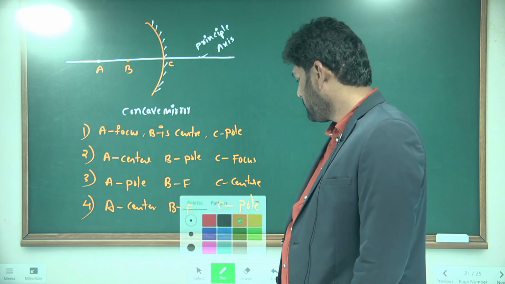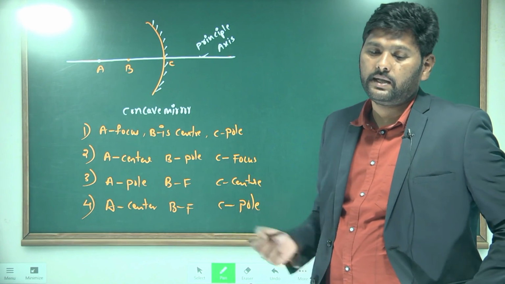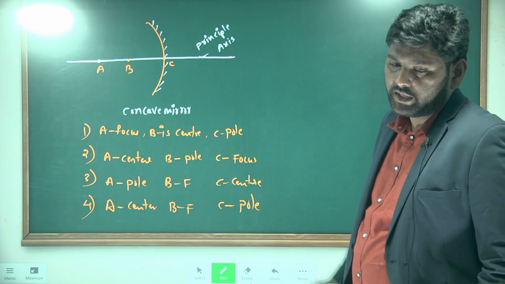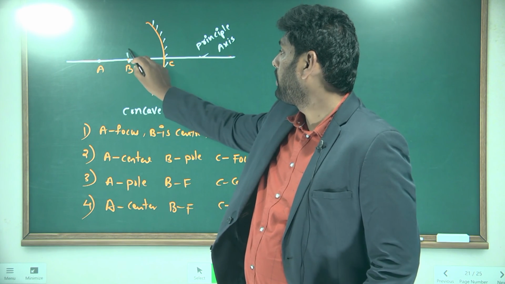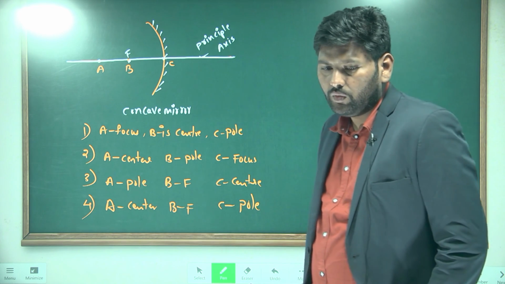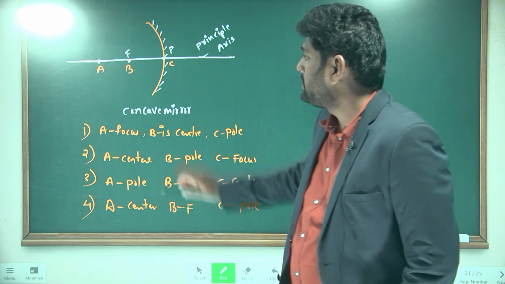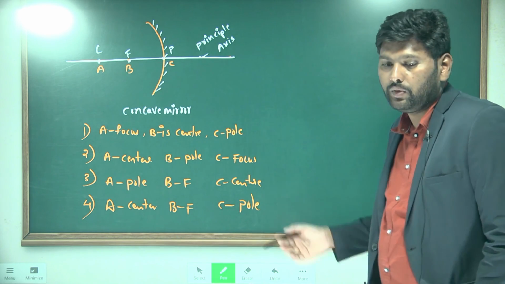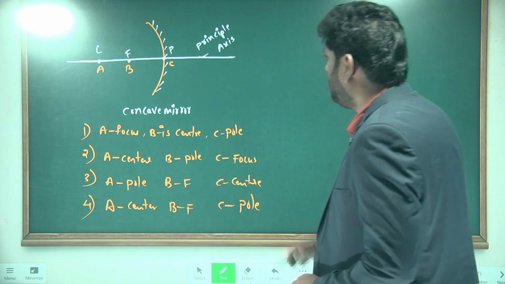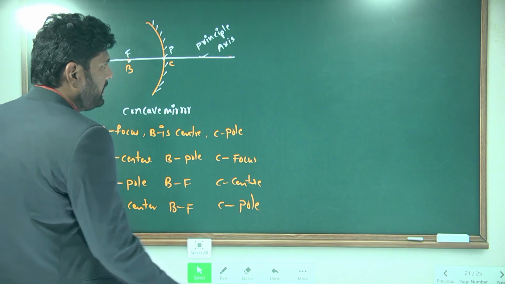Always remember where the center would be and where the focus point would be. The focus point is always at the midpoint of the radius of curvature, so this becomes the focus. And obviously, what is the name of this point? Pole, sir. Pole. Very good. And what is the name of this point? Center. So that way we have to analyze and remember the points. Understand?